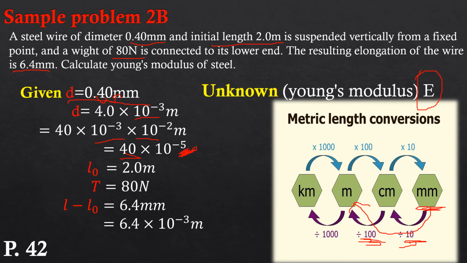So here we have 0.40. We change it to be 40. I think it will be better to write it like 4.0, or 0.40. So here we have initial length equals 2 meter, and we have F, you can write F or T, they are the same. It is a force, 80 Newton. Delta L, which is L minus L naught, equals 6.4 millimeters, so to change it to meter, we multiply by 10 power negative 3.